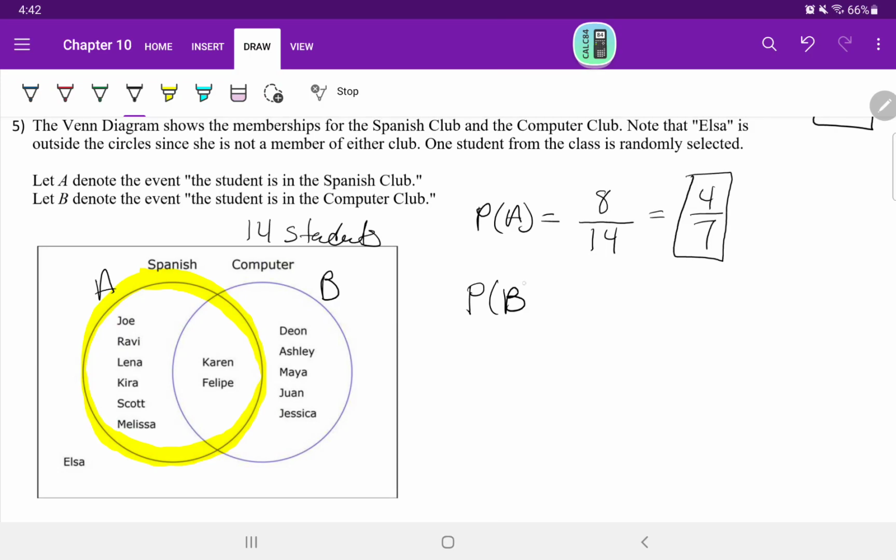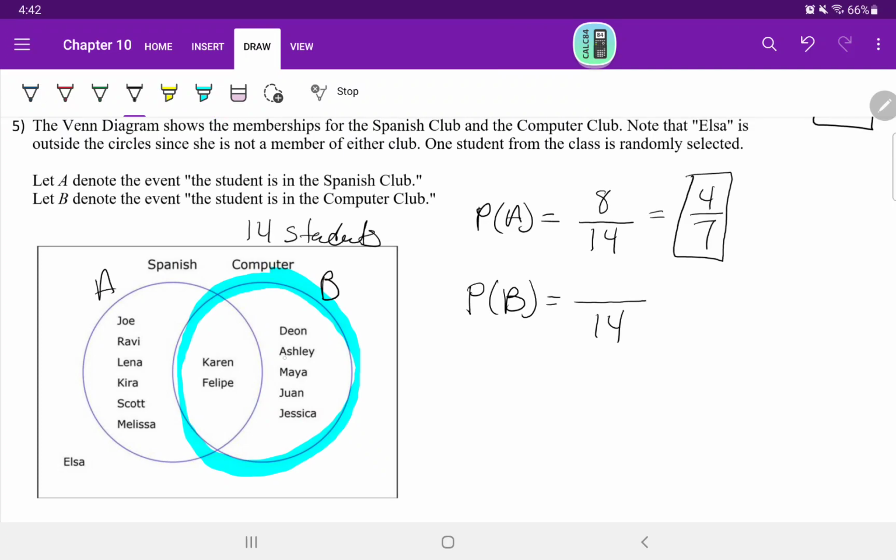The probability of event B. Now, that's going to focus on the computer club. Out of a total of 14 students, how many students are a part of the computer club? And if you count, 7 students are part of the computer club. So the probability of B is 7 out of 14, which is 1/2.